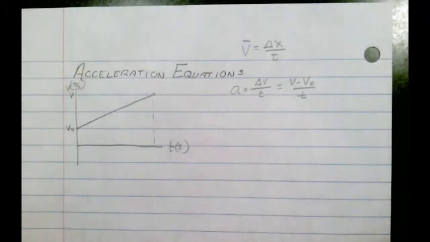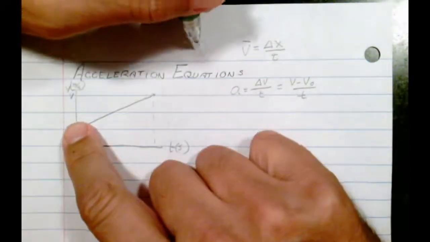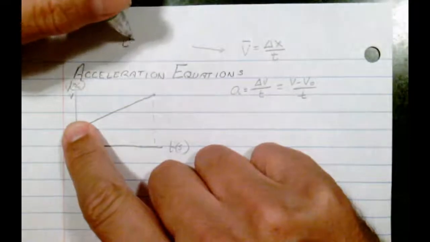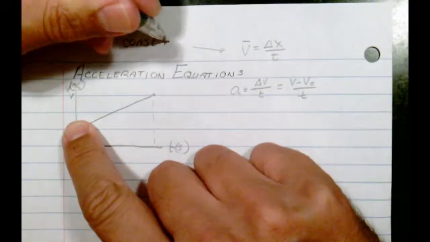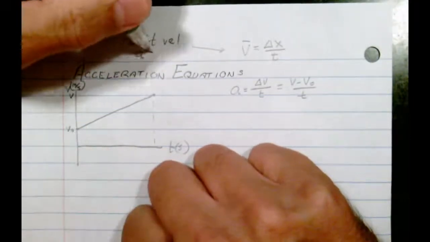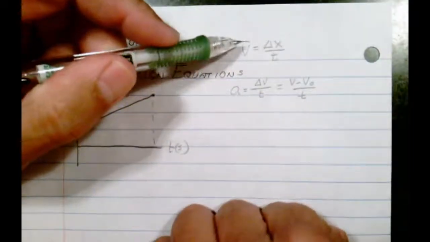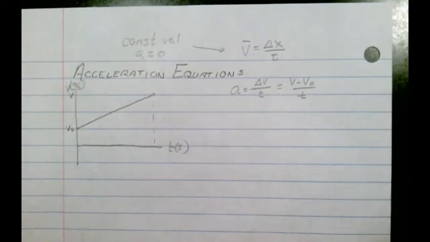I'm going to take you through all the acceleration equations that you're going to need. Okay, when we talk about a constant velocity, no acceleration, this equation works great. Average velocity equals displacement over time. That's always true. No problems there.